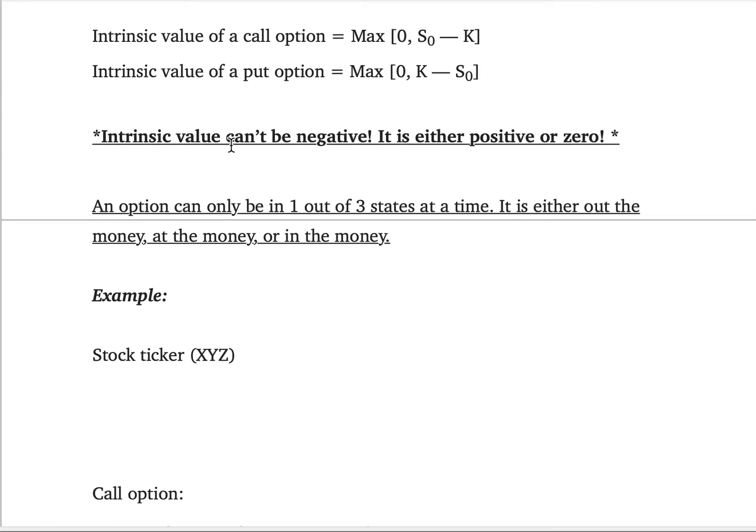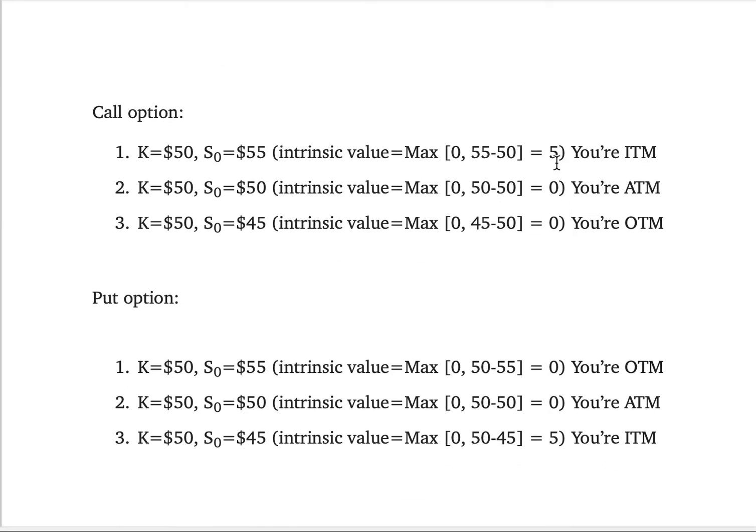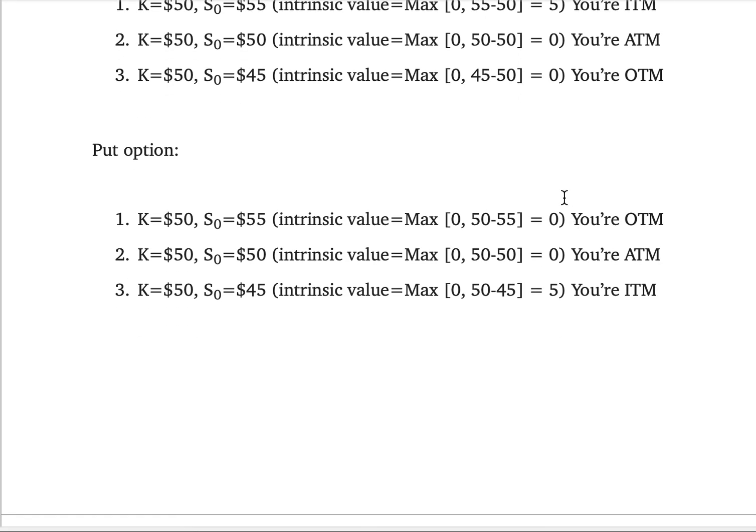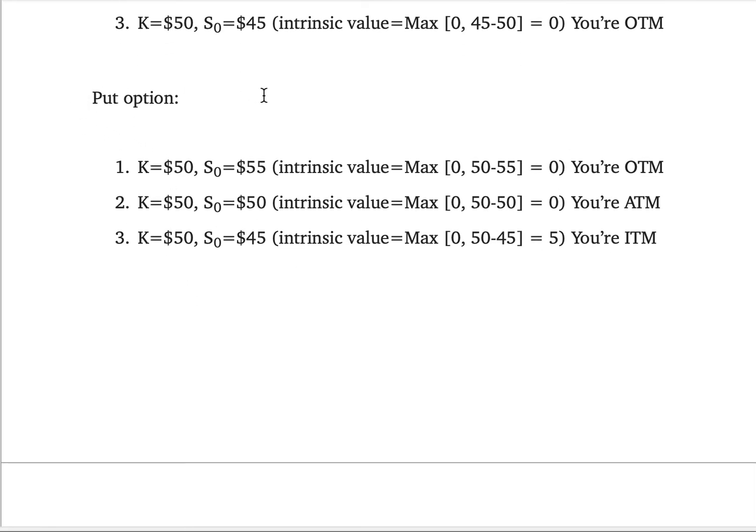Intrinsic value can't be negative. It is either positive or 0. As you can see, it's positive here and 0 for these two examples. Hopefully that's clear. Moving on to the put option.